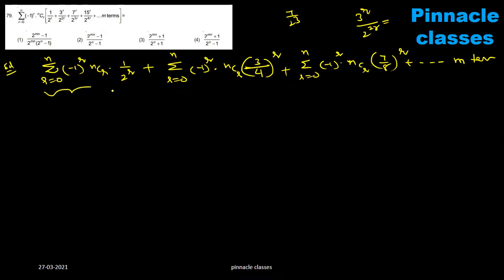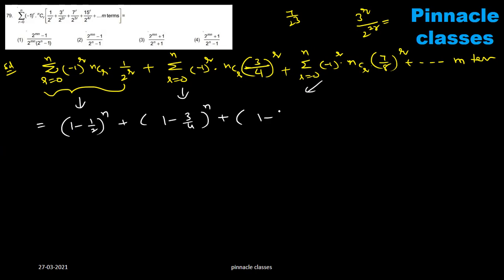So this is the expansion of some series. Can you guess what that is? This one you can write as (1 minus 1/2)^n. See, you can expand this, this is the answer. What about this case? (1 minus 3/4)^n. What about this case? (1 minus 7/8)^n up to m terms. Simplify. This is 1 by 2 power n, this is 1 by 4 power n, this is up to m terms.